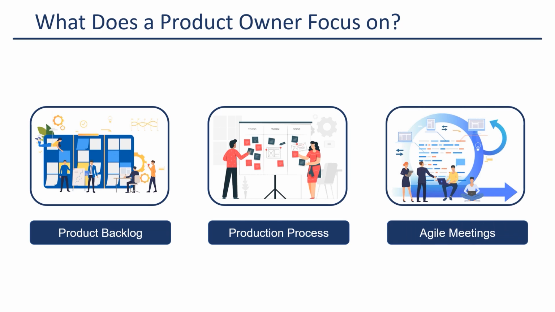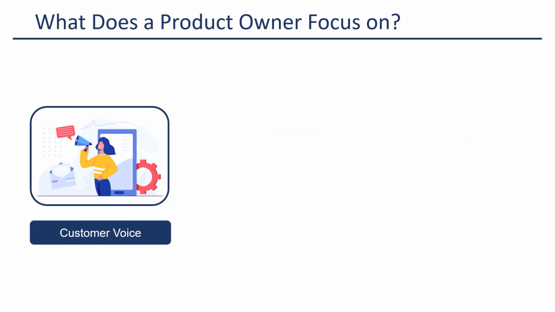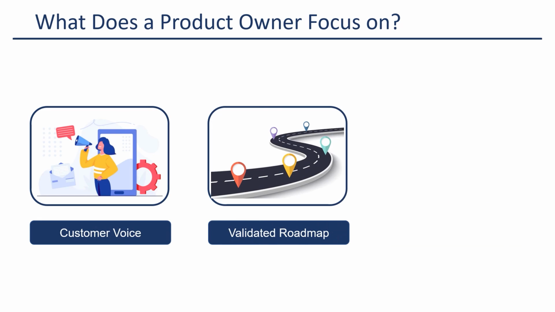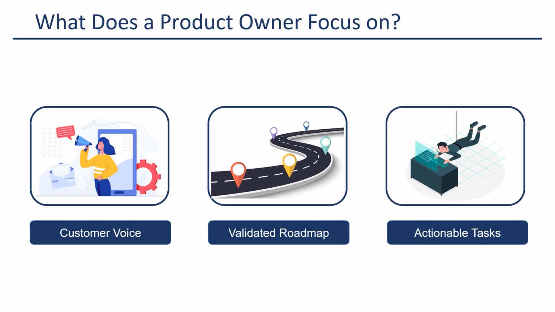Number three, participates in all Scrum and Agile meetings to make sure that the development activity is in line with the roadmap established by the product manager. Number four, conveys to the development team the customer's voice. Number five, input to the product manager on the validated roadmap. Number six, transform the project manager's goals into actionable tasks.